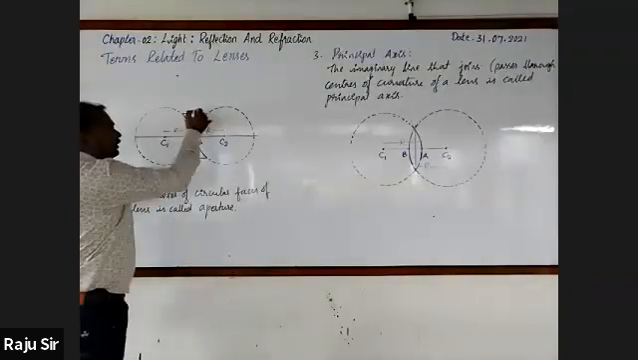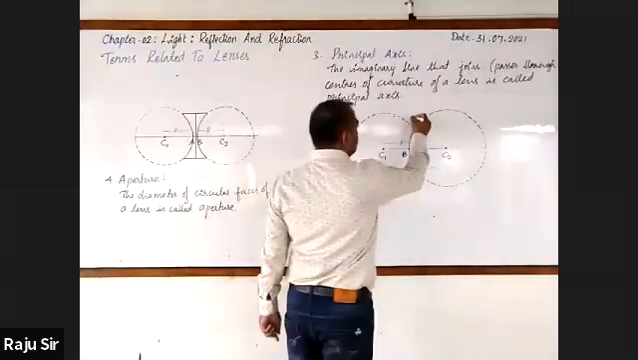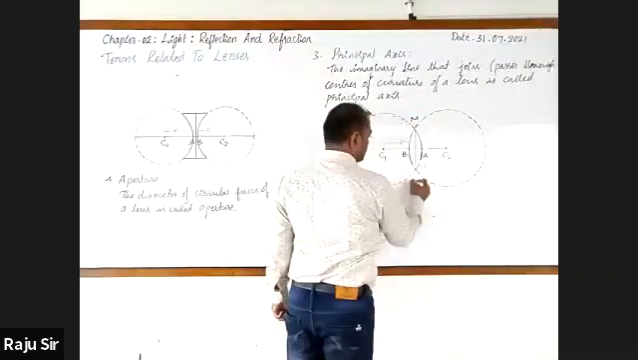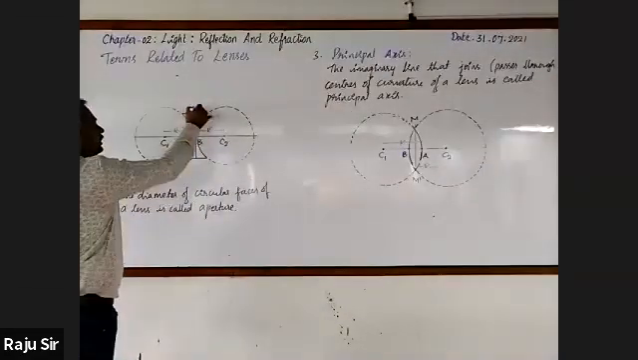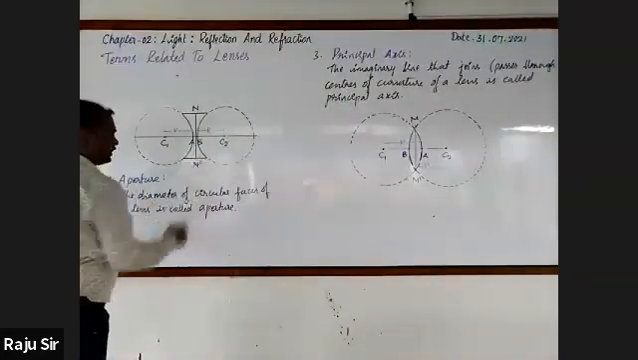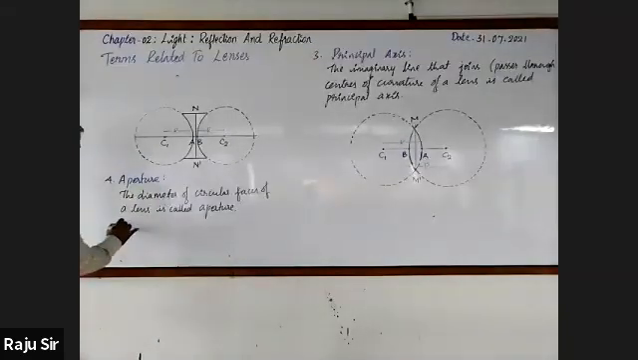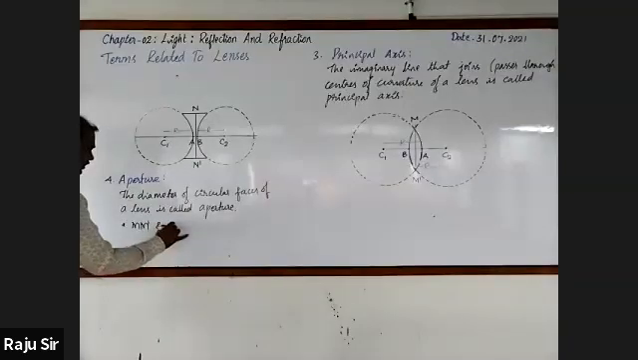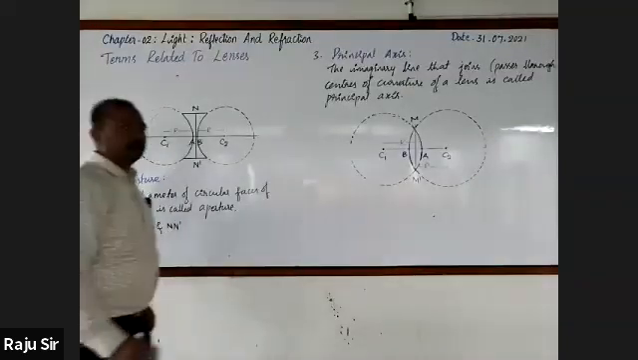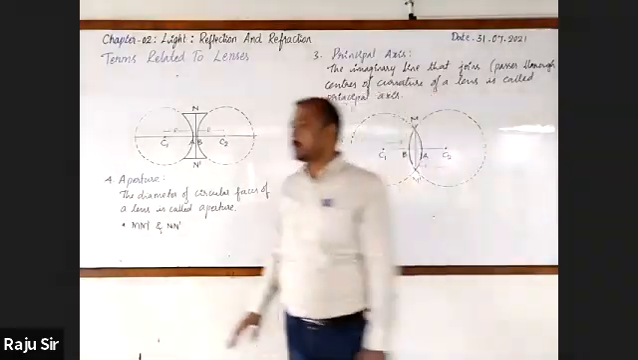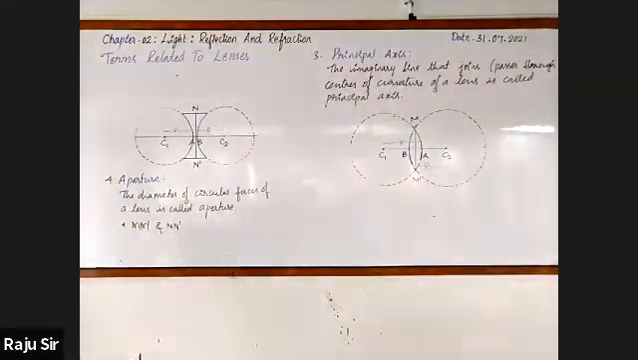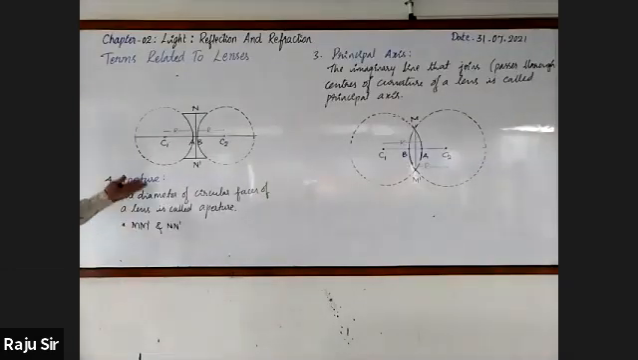Here I am going to mark the aperture of the convex lens as M dash, and this one, the concave, as N dash. M dash and N dash are nothing but the refracting surfaces actually. In case of a mirror, we used to take the reflecting surface. Here we are taking the refracting surface.